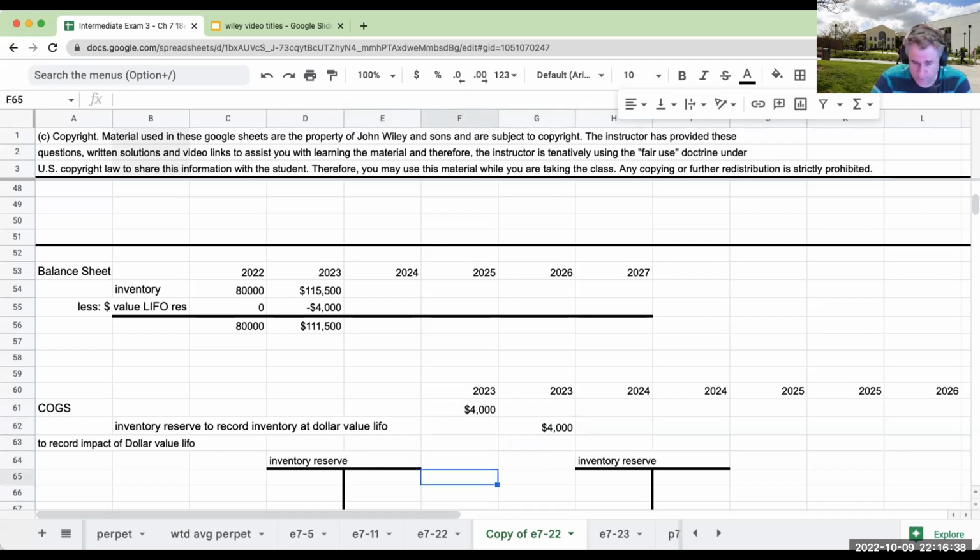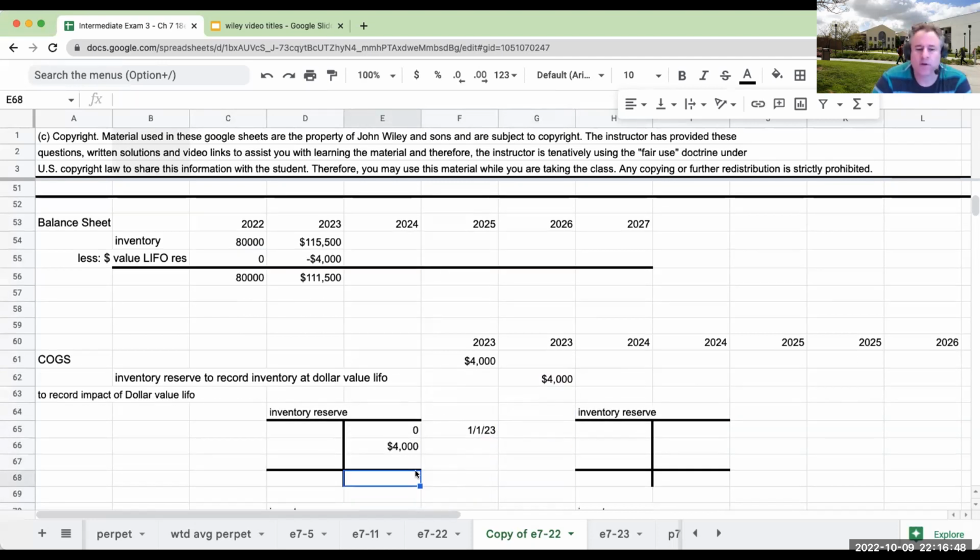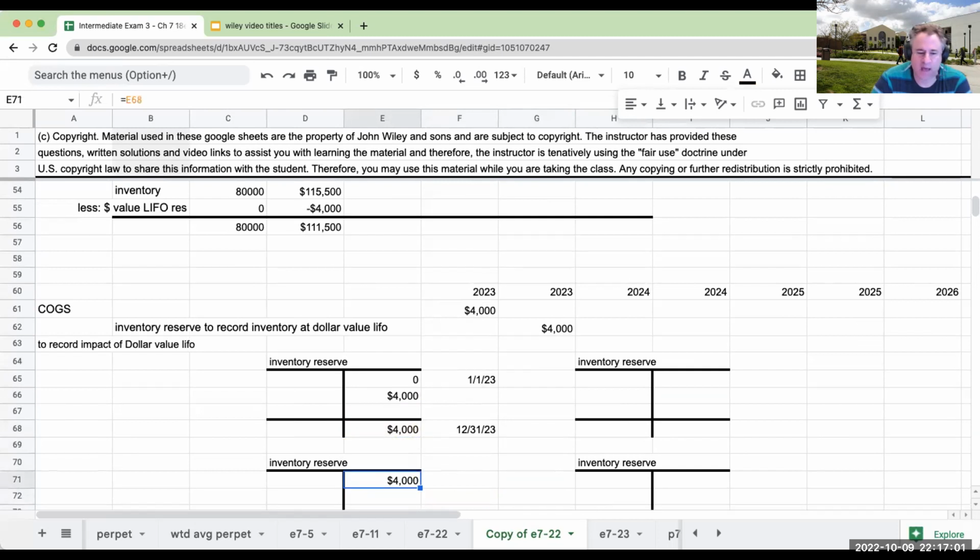My inventory reserve at the beginning of the year was 0, right? I didn't need one because this was my base year. Okay, but over here, I'm adding on 4,000. And over here, my ending inventory reserve on 12/31/23 is going to be 4,000. Now, before we go to the next year, this 4,000 at the ending basically becomes 4,000 at the beginning.